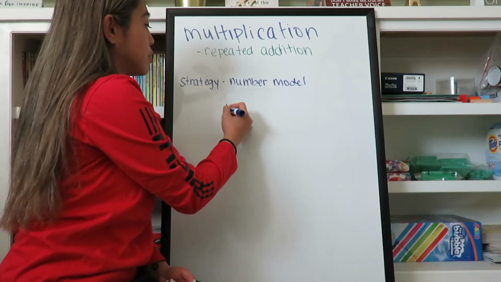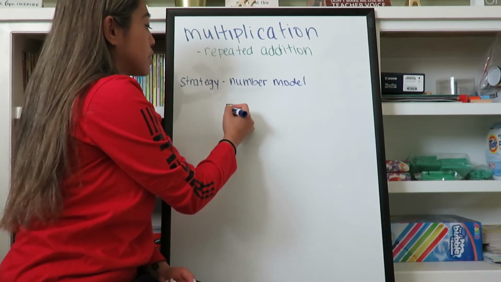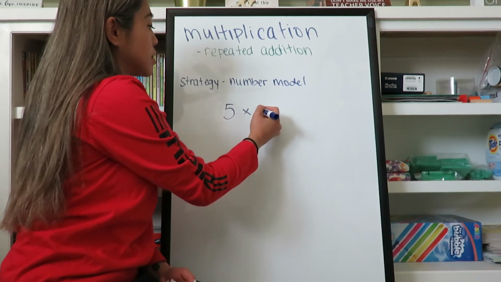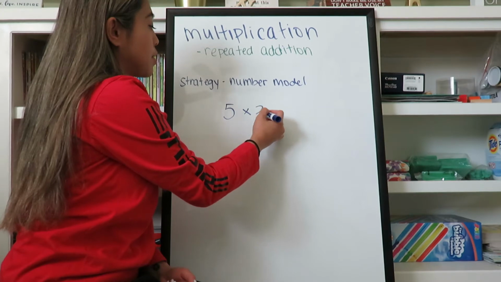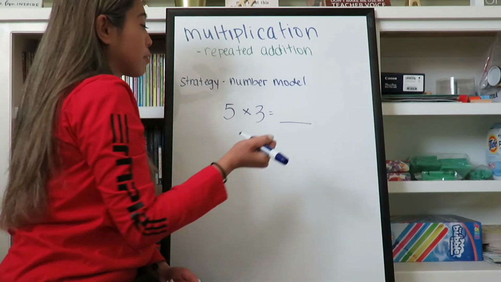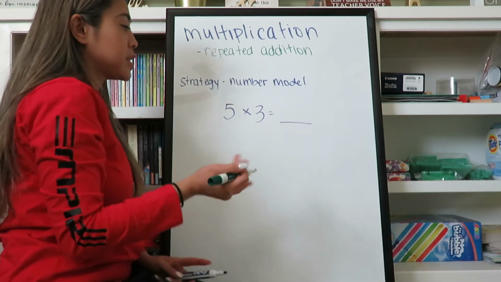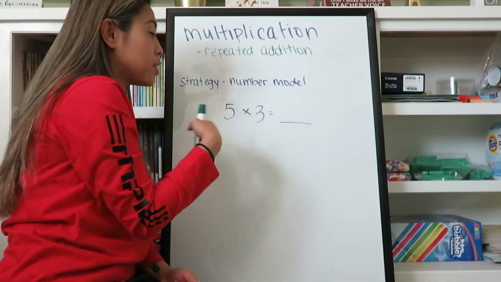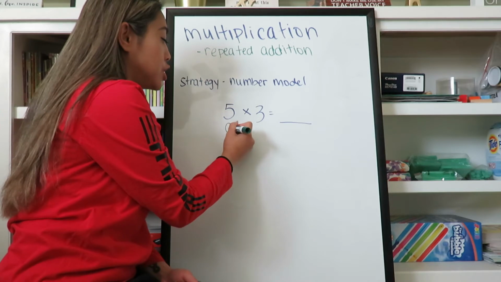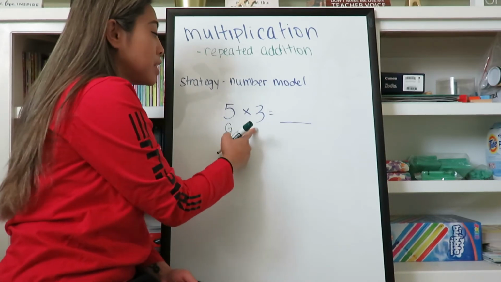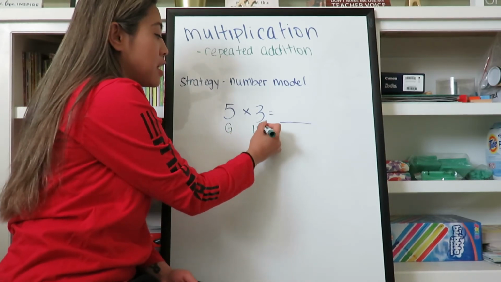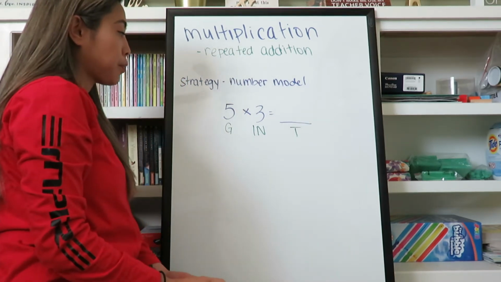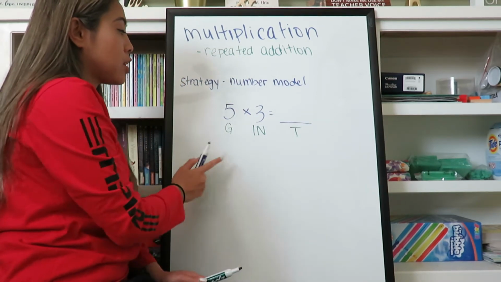So let's do, I already did 4. Let's do 5 times 3. Okay. Again, I'm going to label. So what label goes here? All students should know that it's G, as in groups. The next one is IN, meaning in each, and then we're looking for the total. Okay. So now I'm going to draw it.